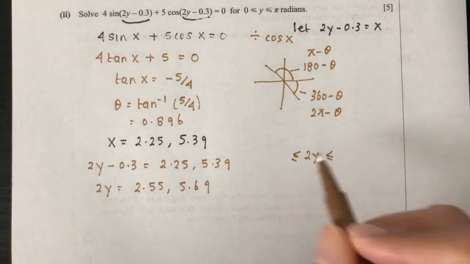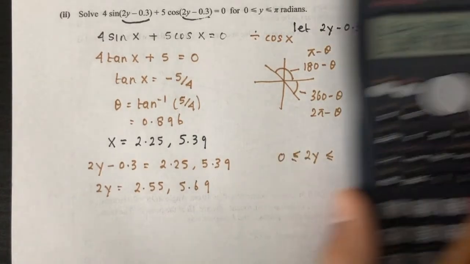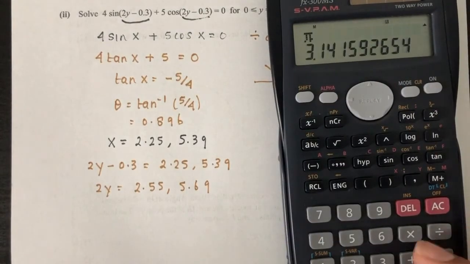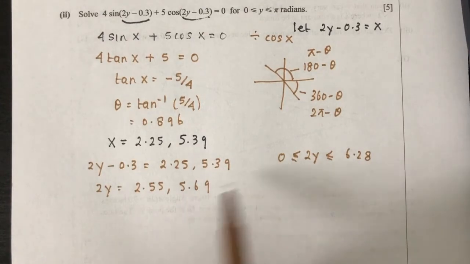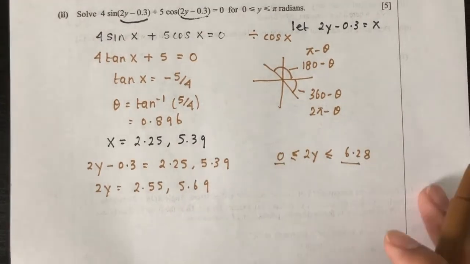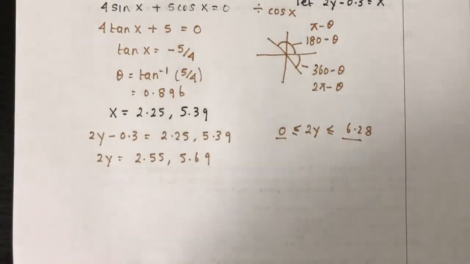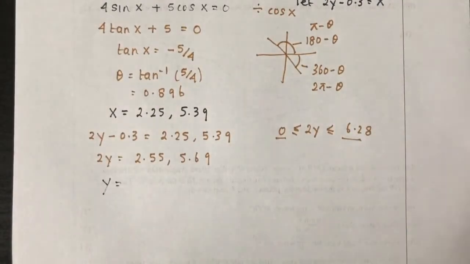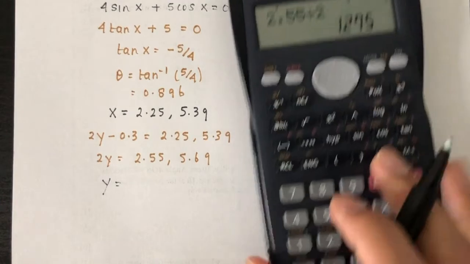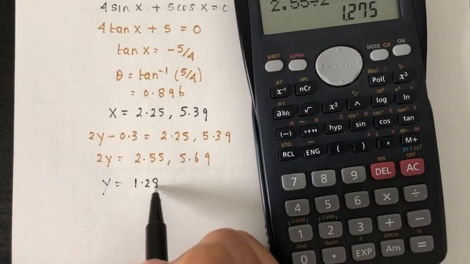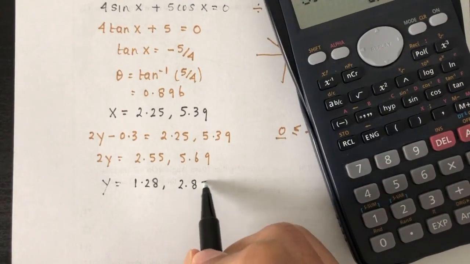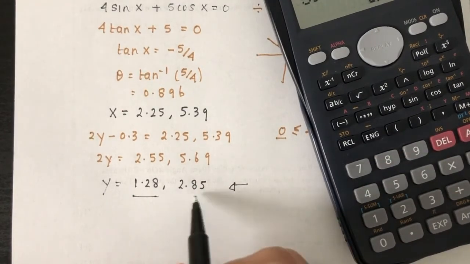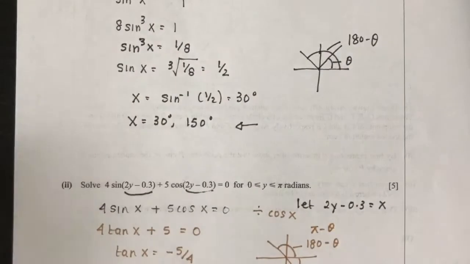So 2y will be between what values? If you can check, that will be 0 to 2 pi. Pi times 2, that will be 6.28. So these two values will still be inside the range, so that is good. Now we can just find the value of y. So y will be 2.55 divided by 2, that will be 1.28, and 5.69 divided by 2, that will be 2.85. So these two will be the values for y. And that will be your question number 9.